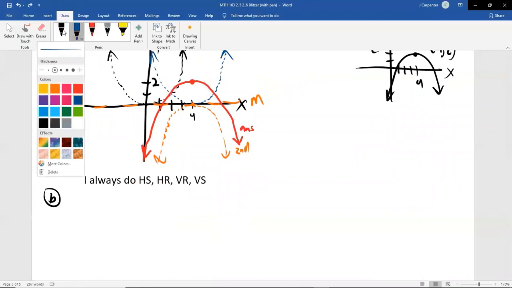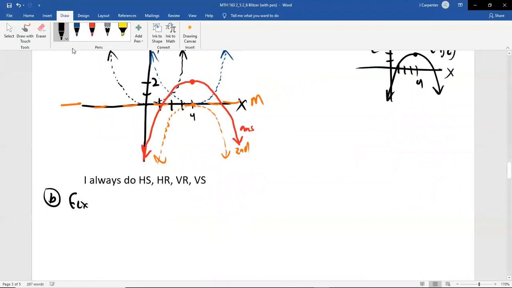Let's get blue back. All right, so for B, we're going to do f of x equals the absolute value of negative x plus 2, close it, and then do a minus 3. So like the last problem, this one has got 3 things going on. So let's identify what those 3 things are.